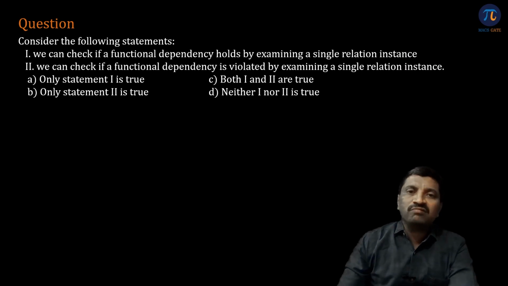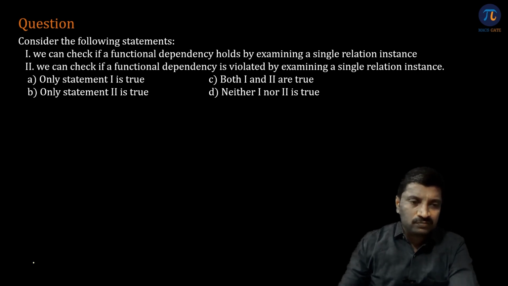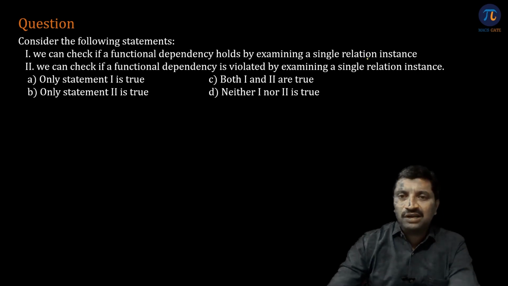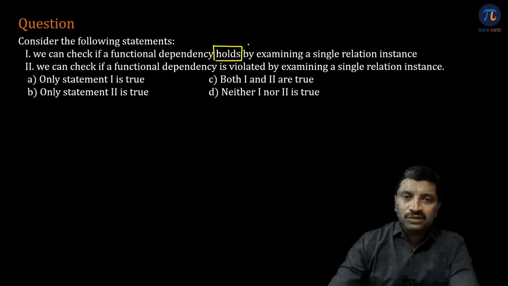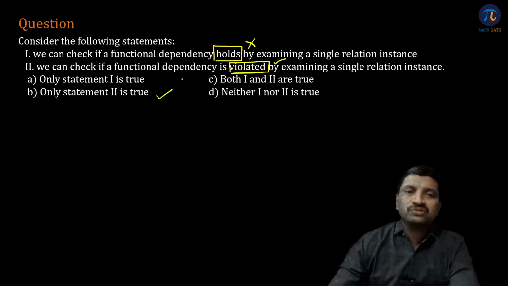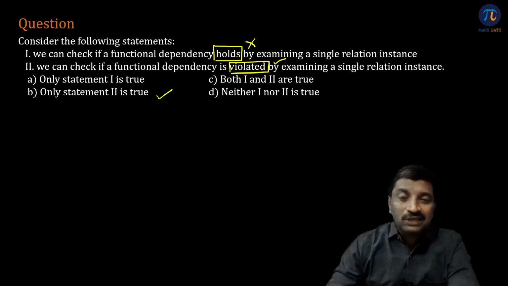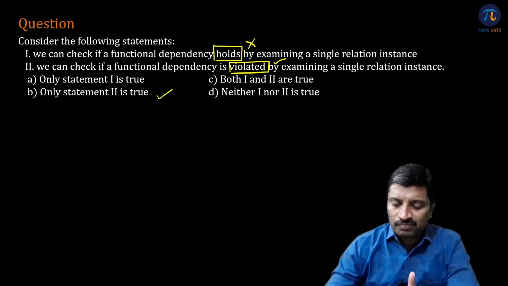The same note can be given like this question. Consider the following statements. First, we can check if a functional dependency holds by examining a single relation instance. The second is we can check a functional dependency is violated by examining a single relation instance. Whenever it holds, I should not say it holds for the entire relation, so the first will not be true. Whenever it is violated, I can say it will be violated for the entire relation. So only statement 2 is true. Is that clear, sir? The same note I gave in the form of a question.